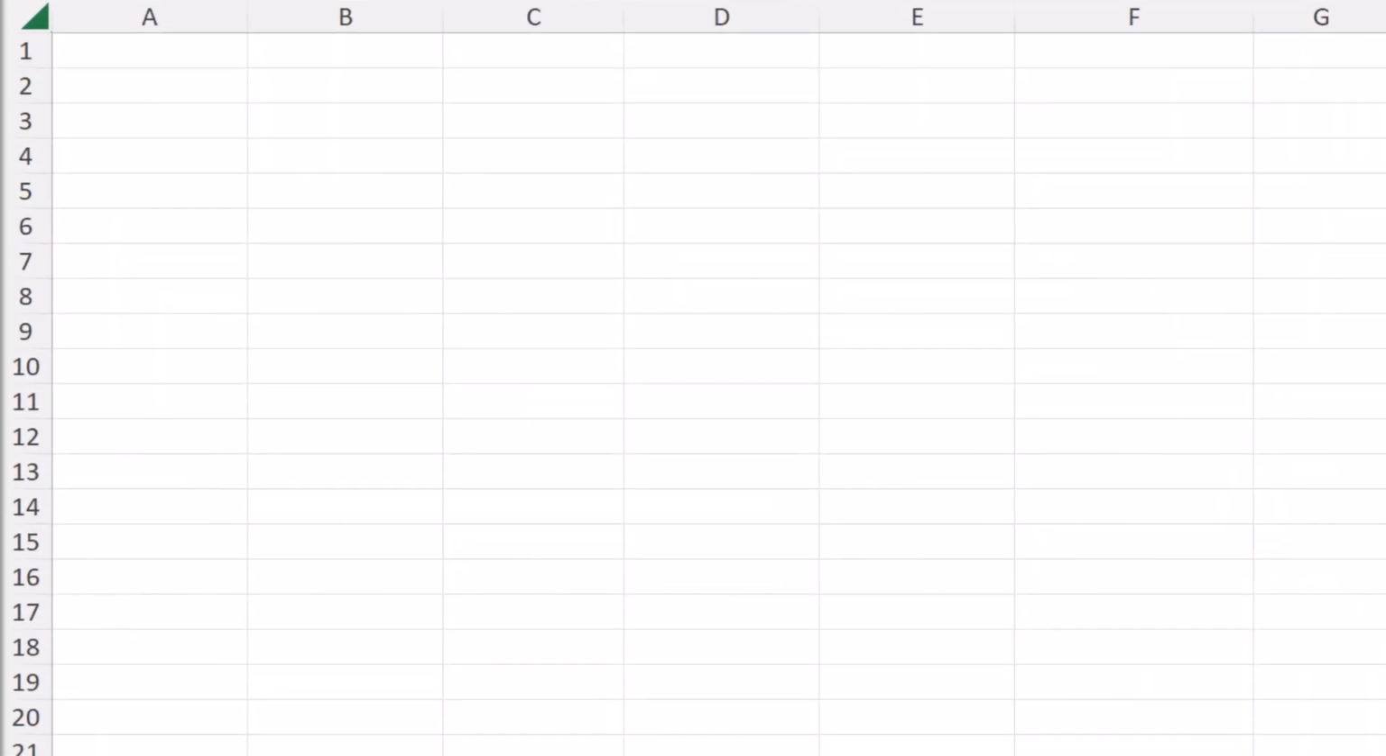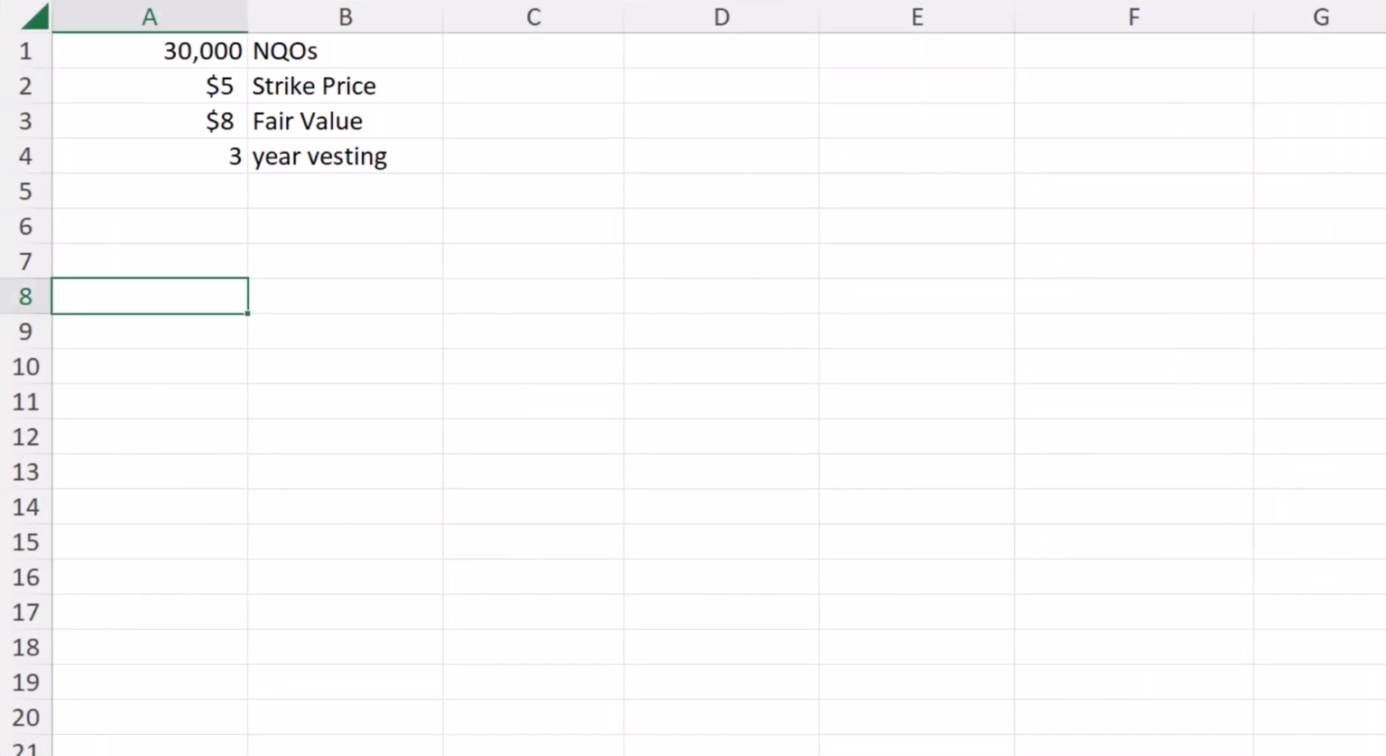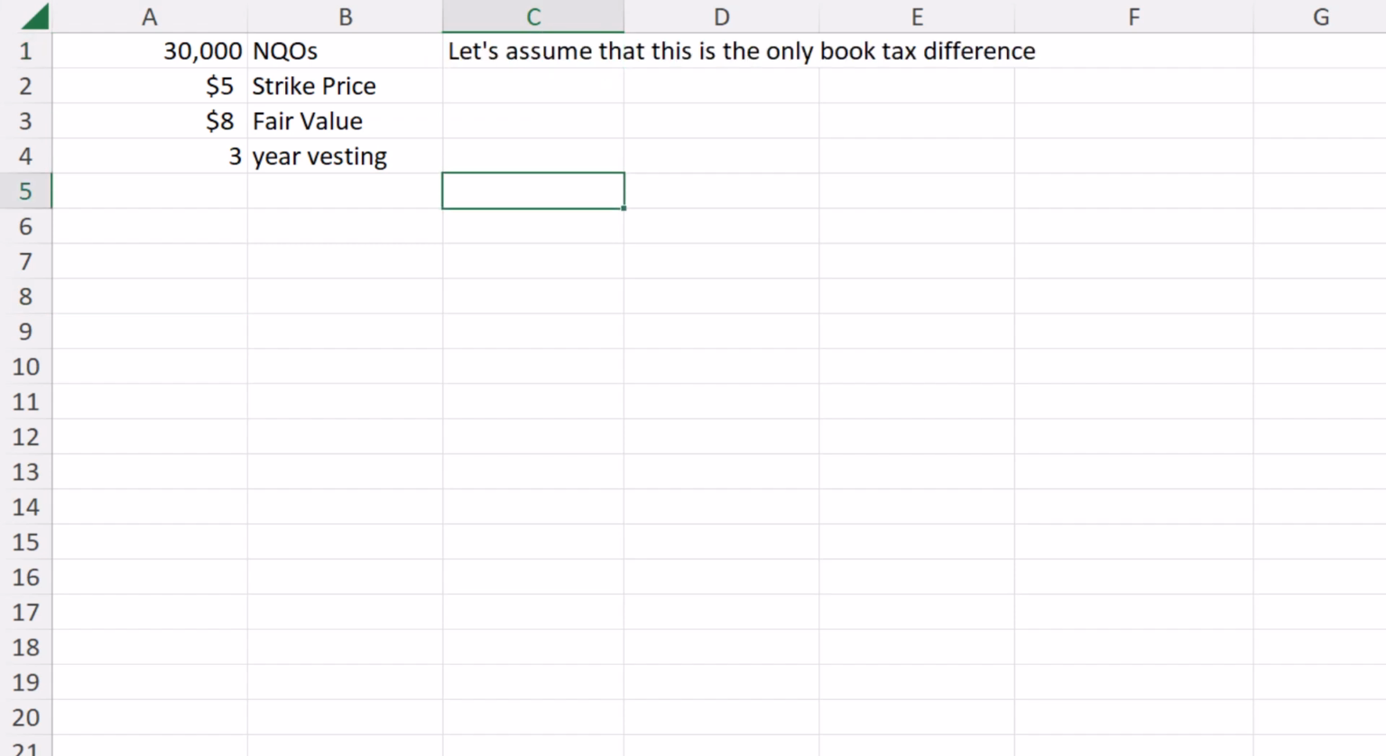Just taking some of the information from the problem, we have 30,000 NQOs with a $5 strike price. Again, this is what the employee is going to pay on the date that they exercise the option. $8 fair value. This is based on a Black-Scholes model, and it is a best guess of how much the employee will make per share when they exercise that option. And then 3-year vesting. Now we want to further assume that the only difference between the book income and the tax income is this NQO model.